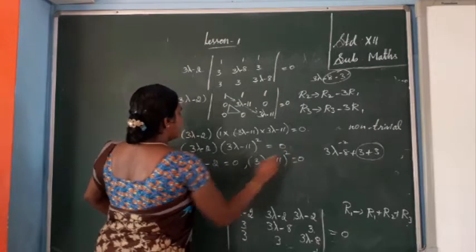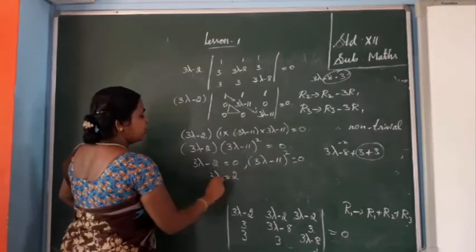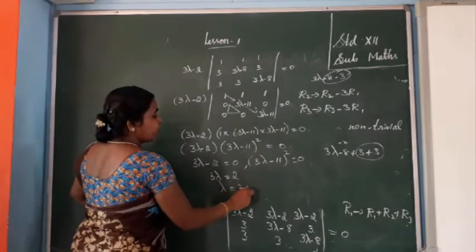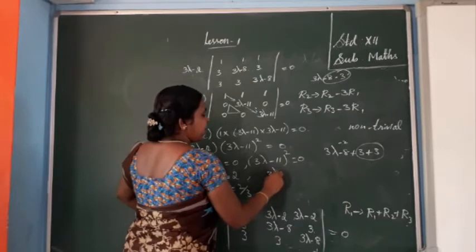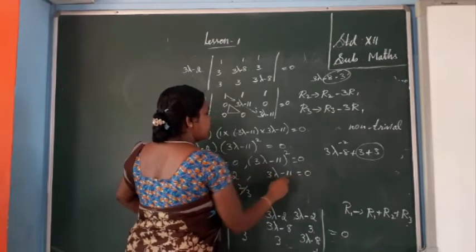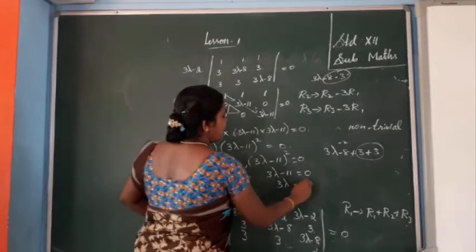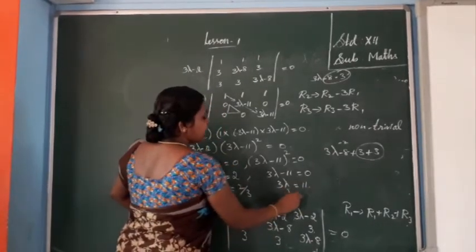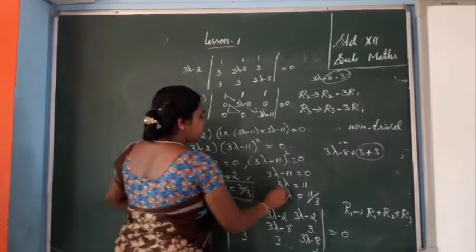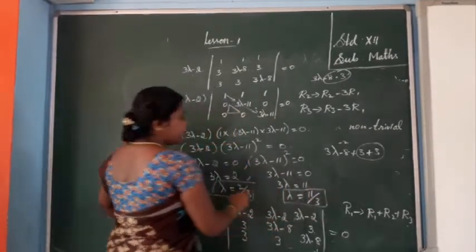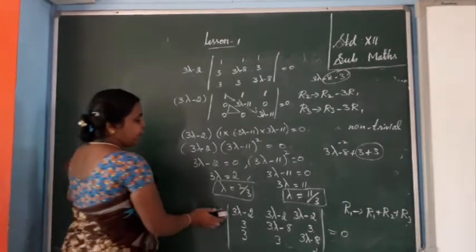Now here, 3 lambda minus 2 equal to 0, take it to the right hand side, plus 2. So lambda equal to 2 by 3. Next, here you can remove the square. What do you get? 3 lambda minus 11 equal to 0. 3 lambda equal to 11 when you take it to the right hand side, it becomes positive. So lambda equal to 11 by 3. So we got two values for lambda. One value is 2 by 3, another one is, sorry, 11 by 3. This is the value of lambda.